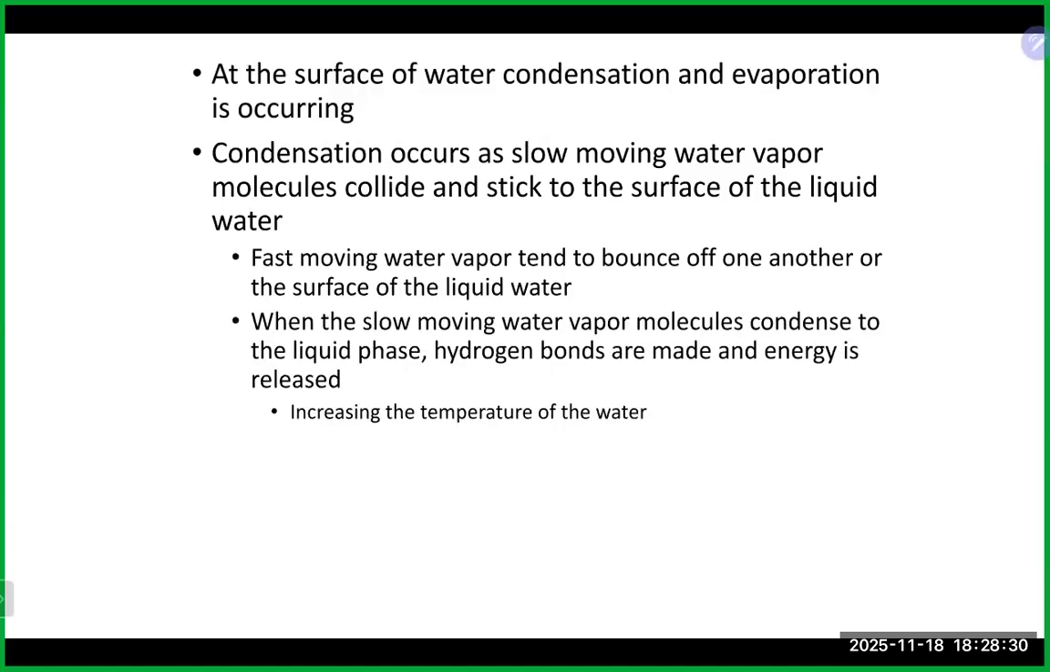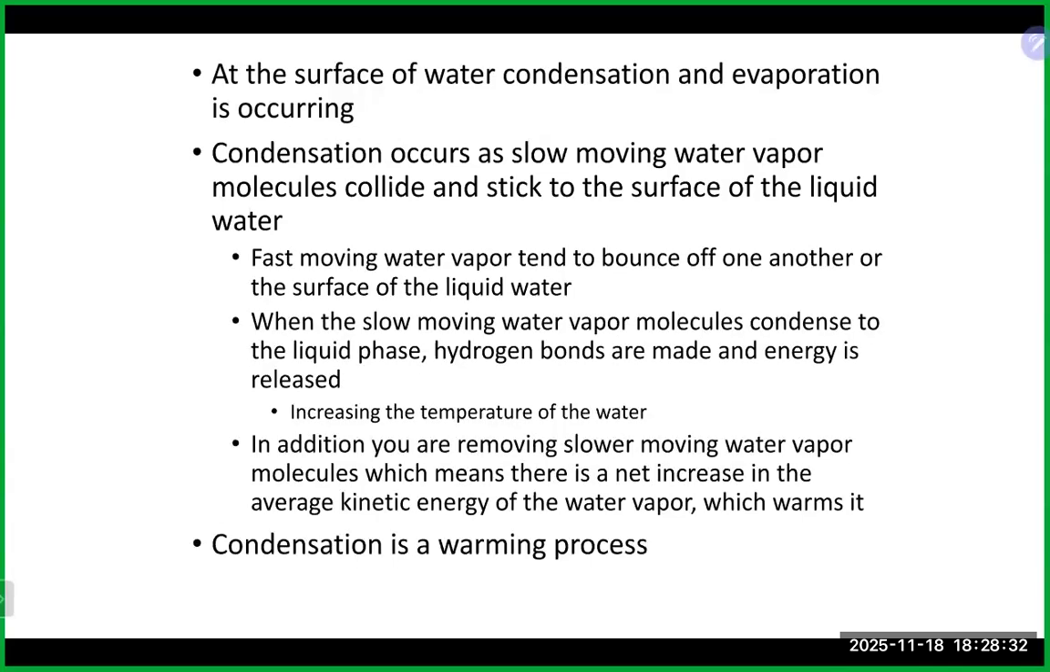Now, at the surface, condensation occurs as slower moving water molecules kind of collide and stick together. So fast moving water molecules tend to bounce off each other, but these slower moving ones will sort of congregate together. And condensation is sort of a warming process in that effort. If you think about it, when you're taking, say, a hot shower and you have a mirror in that room, the mirror gets really wet, right? And it gets really wet because condensation is occurring.